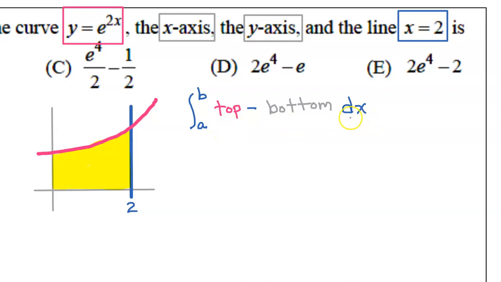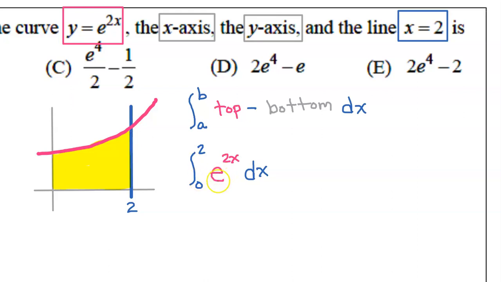In general, if we integrate with respect to x, we can find the area between two curves between a and b if we integrate the top function minus the bottom function. In this case, the top function is e to the 2x, and the bottom function is 0, which we don't need to write. This region goes from 0 to 2, so these are the limits of integration.